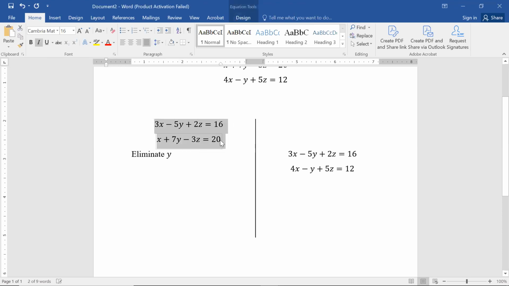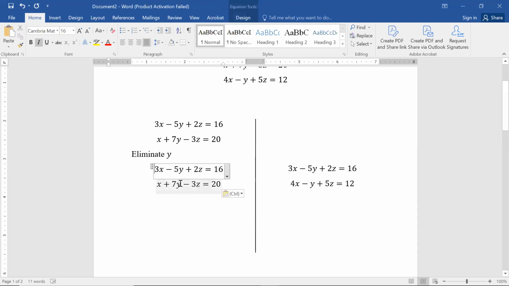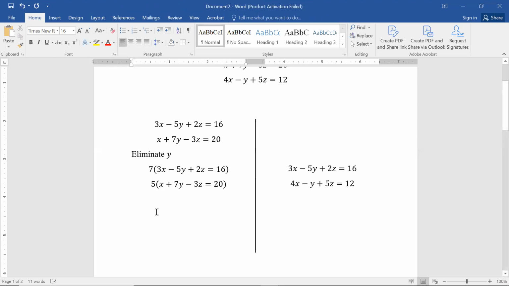If I'm dealing with equations 1 and 2, what I need to do is take the coefficient of y, put it in front of the opposite equation. So the coefficient of y in equation 2, put that in front of equation 1. The coefficient of y from equation 1, put that in front of equation 2. And remember, we changed the sign on one of them. So that -5 is going to change into a +5.